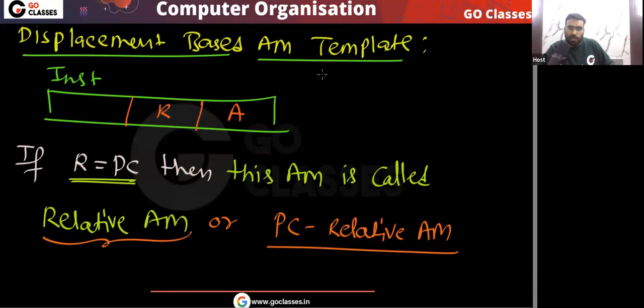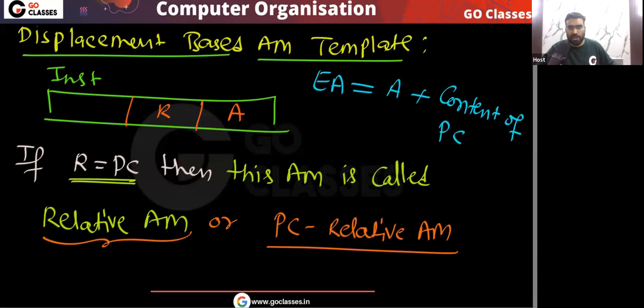What will be the effective address here? The effective address will be A plus the content of PC. A plus the content of R, where R is already PC. R is program counter. So the effective address will be A plus the content of program counter. Is this clear? Very simple. This is your relative addressing mode.